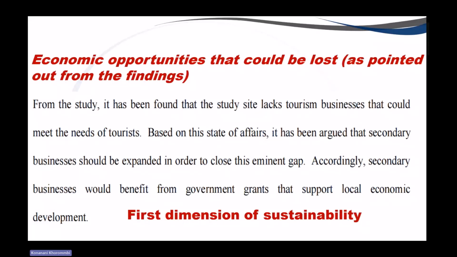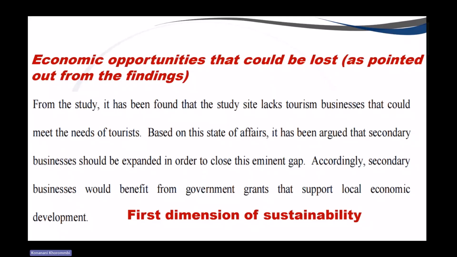The second one is the social one. The third one is the environmental one. So let's read the first dimension. From the study, it has been found that the study site lacks tourism business that could meet the needs of tourists. Based on this state of affairs, it has been argued that secondary business should be expanded in order to close this eminent gap. Accordingly, secondary business would benefit from government grants that support local economic development.